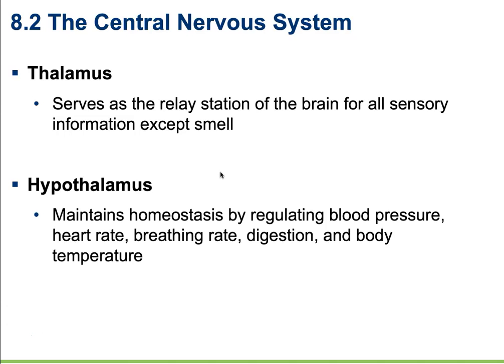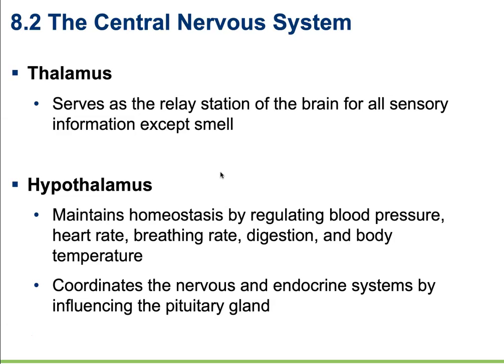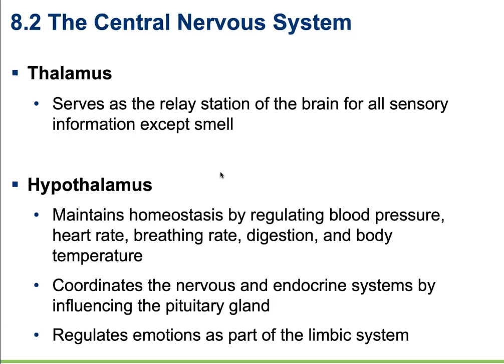The hypothalamus is responsible for maintaining homeostasis of the body by regulating blood pressure, heart rate, breathing, digestion, and body temperature. It does all of this by coordinating the nervous system and the endocrine systems through the pituitary gland. And we're going to see a little bit later on how the endocrine system works to control and regulate homeostasis in the body. Oddly enough, it also regulates emotions as part of the limbic system. So it does play a role in not just our involuntary movement and control, but also our emotions.